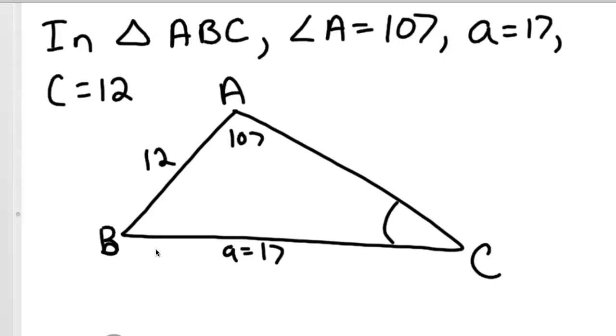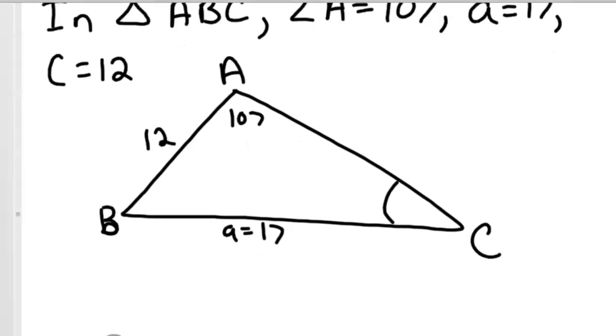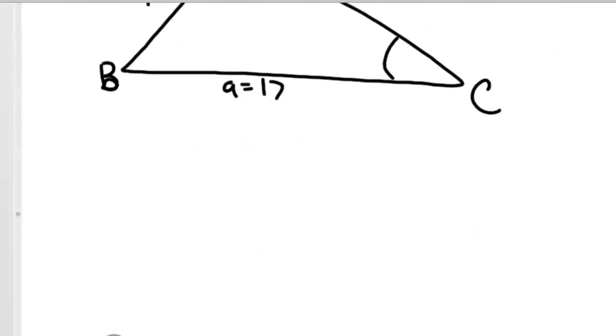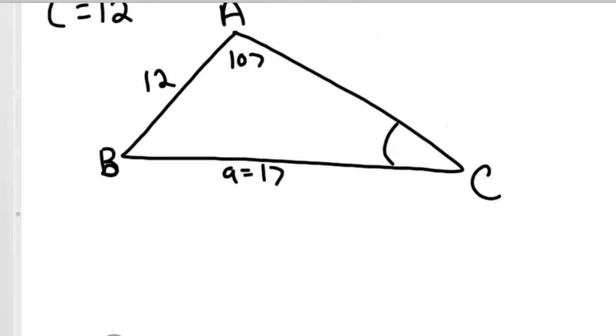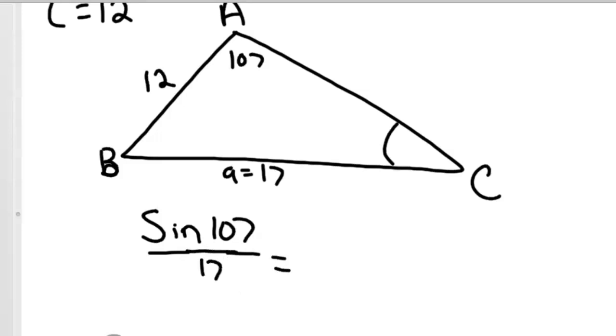And again, you can use law of sine. We're still going to use law of sine, just like we did before, but we're going to change it just slightly. I'm going to use the A. So sine of A, which is 107, over little a, which is 17, equals, we want to solve for C, so sine of C over 12.